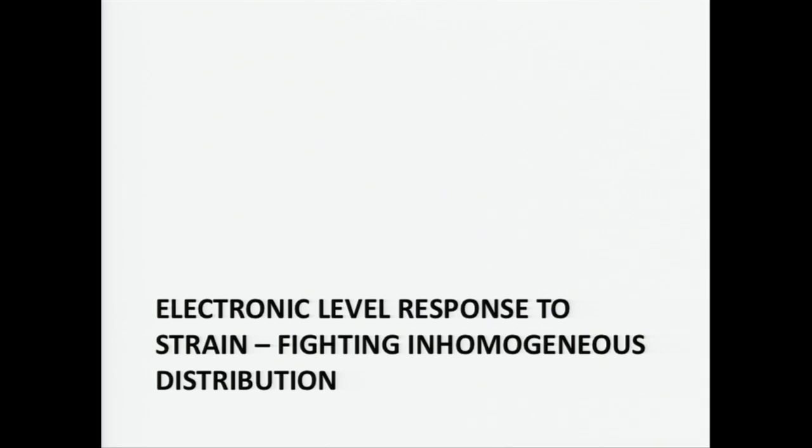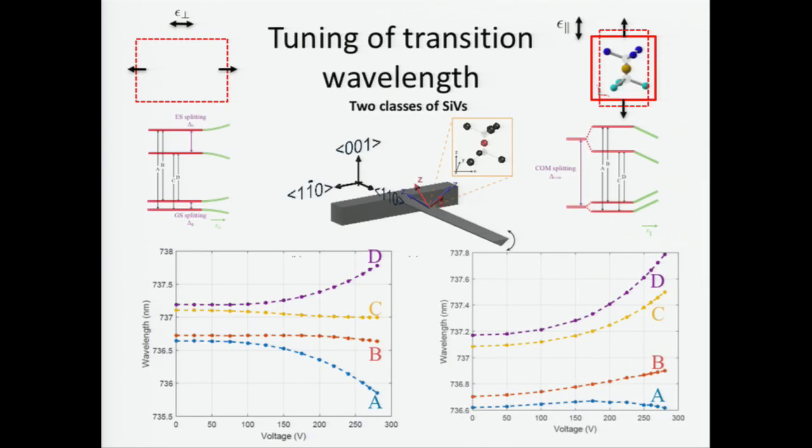So here's the result of our device. First of all, as I said, the first challenge was that these emitters are different, right? Because their environment of stress is different. Here we're showing how we can tune this optical transition into each other by applying voltage.